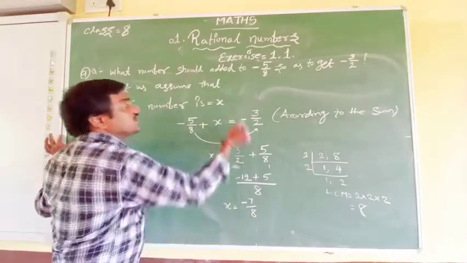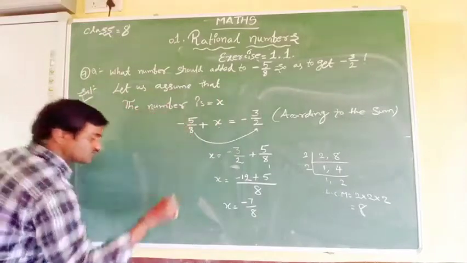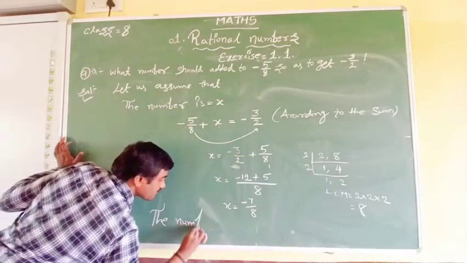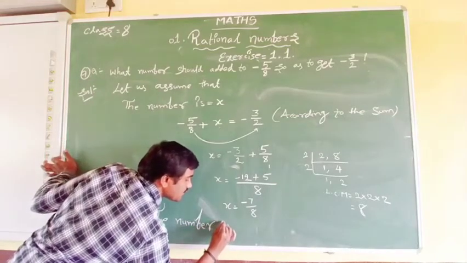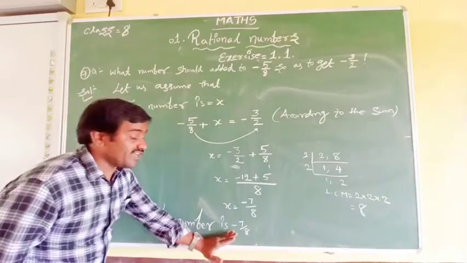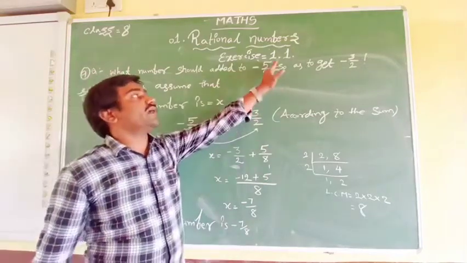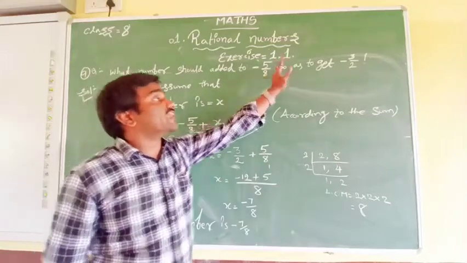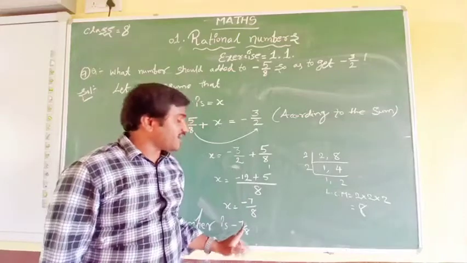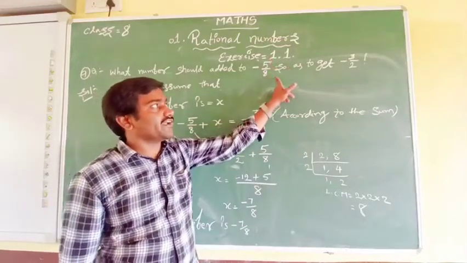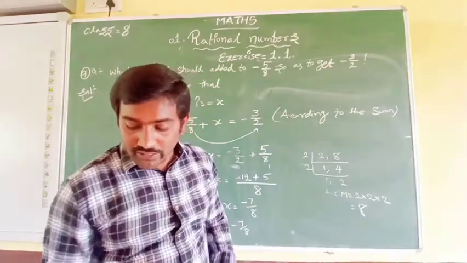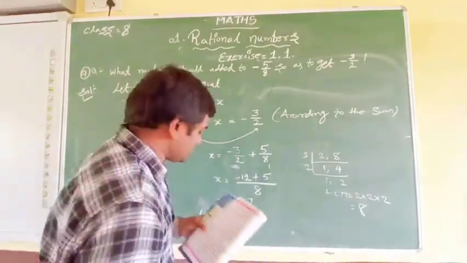What is this x actually? This is the number that we assumed and needed to find. Therefore, the number is minus 7 by 8. That means minus 7 by 8 should be added to minus 5 by 8 to get the answer minus 3 by 2. Okay, there are some more questions.